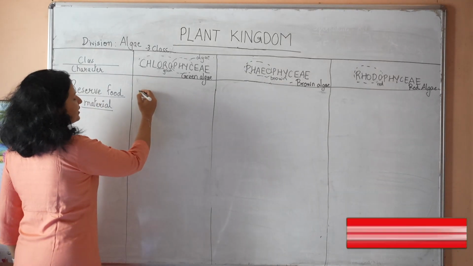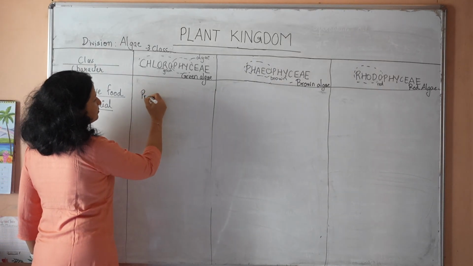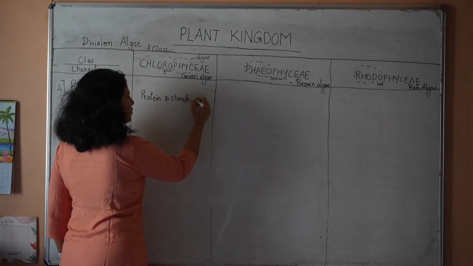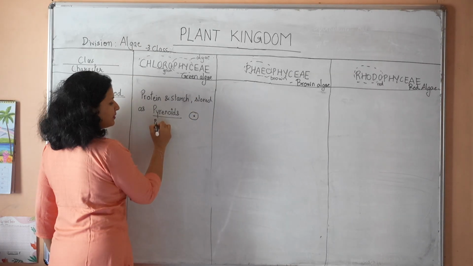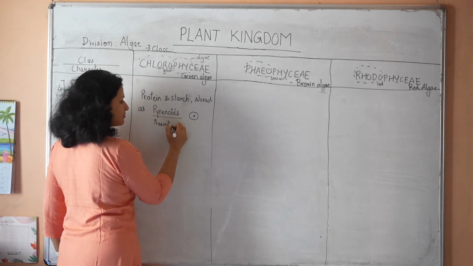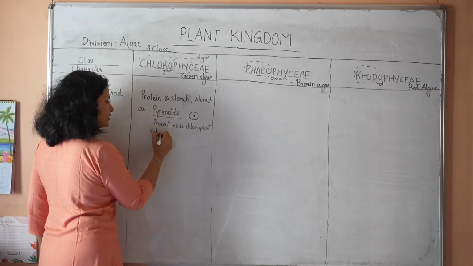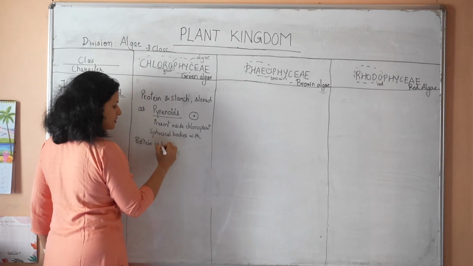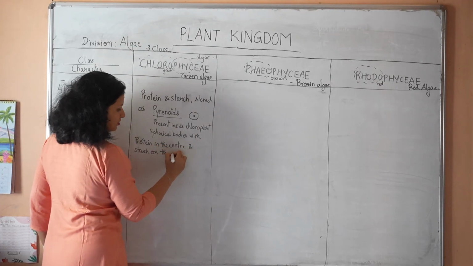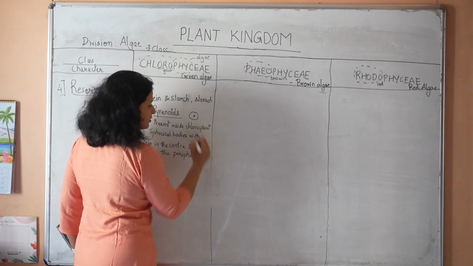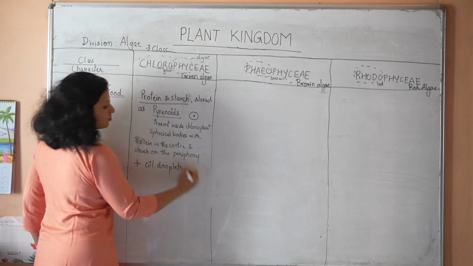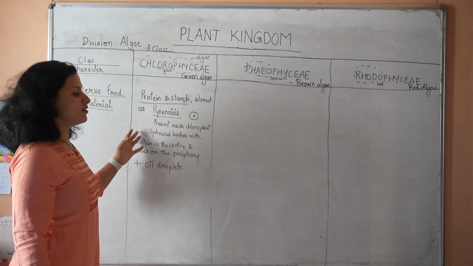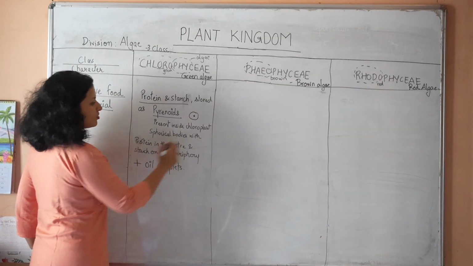In case of Chlorophyceae, it is protein and starch stored as pyrenoids. What are pyrenoids? They are present inside the chloroplast and they are spherical bodies with protein in the center and starch on the periphery. Periphery means on the sides. Plus oil droplets are also stored in the cytoplasm. Pyrenoids are specifically present in the chloroplast.